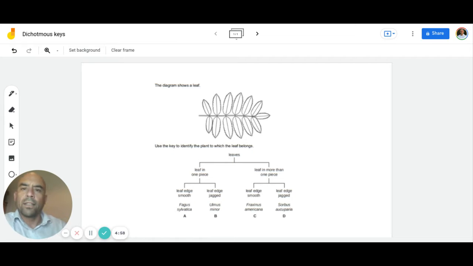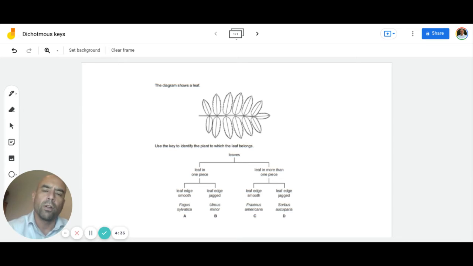We're going to look at dichotomous keys. A dichotomous key is based on identifiable features, things that you can see. Dichotomous keys normally require answering yes or no questions. This is an example of a dichotomous key. Sometimes they're vertical, sometimes they go across the page horizontally, but essentially they're the same things.